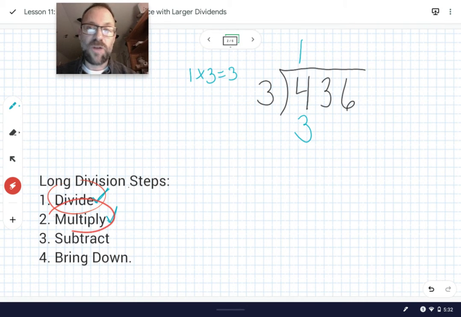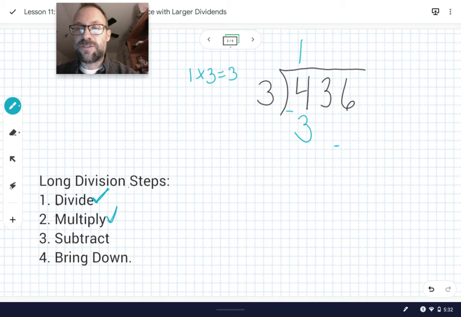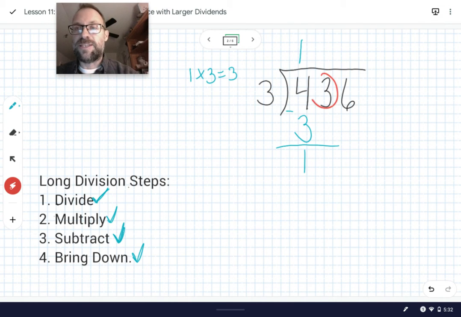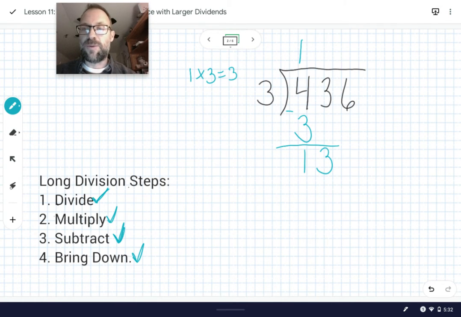All right, so we've done the first 2 steps. We've divided, we've multiplied 1 times 3. We have 3 groups of 3. Now we subtract. So let's subtract 4 minus 3. We'll get 1. That takes care of the subtraction step. And then we'll bring down the next number. So that is the 3. It's the next digit. Let's bring down a copy of it into our remainder.